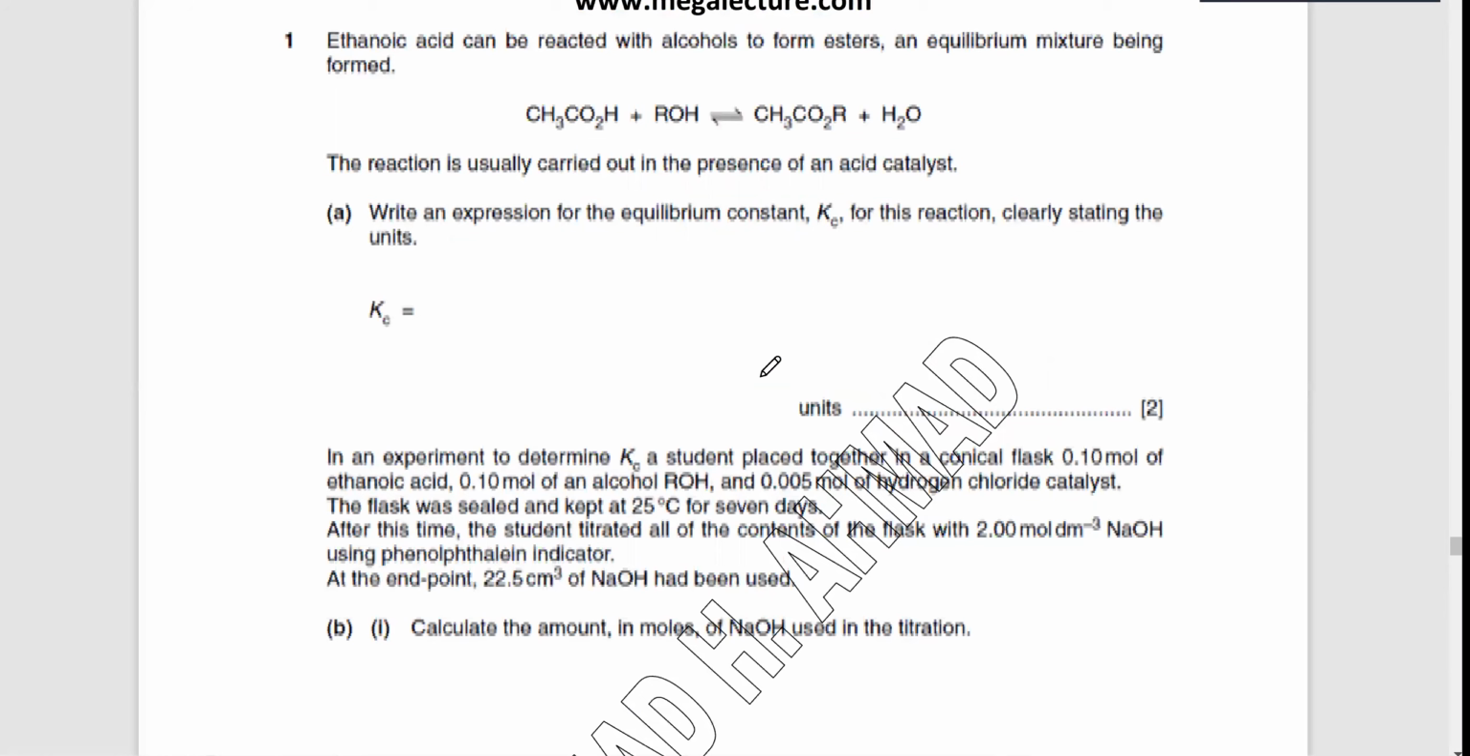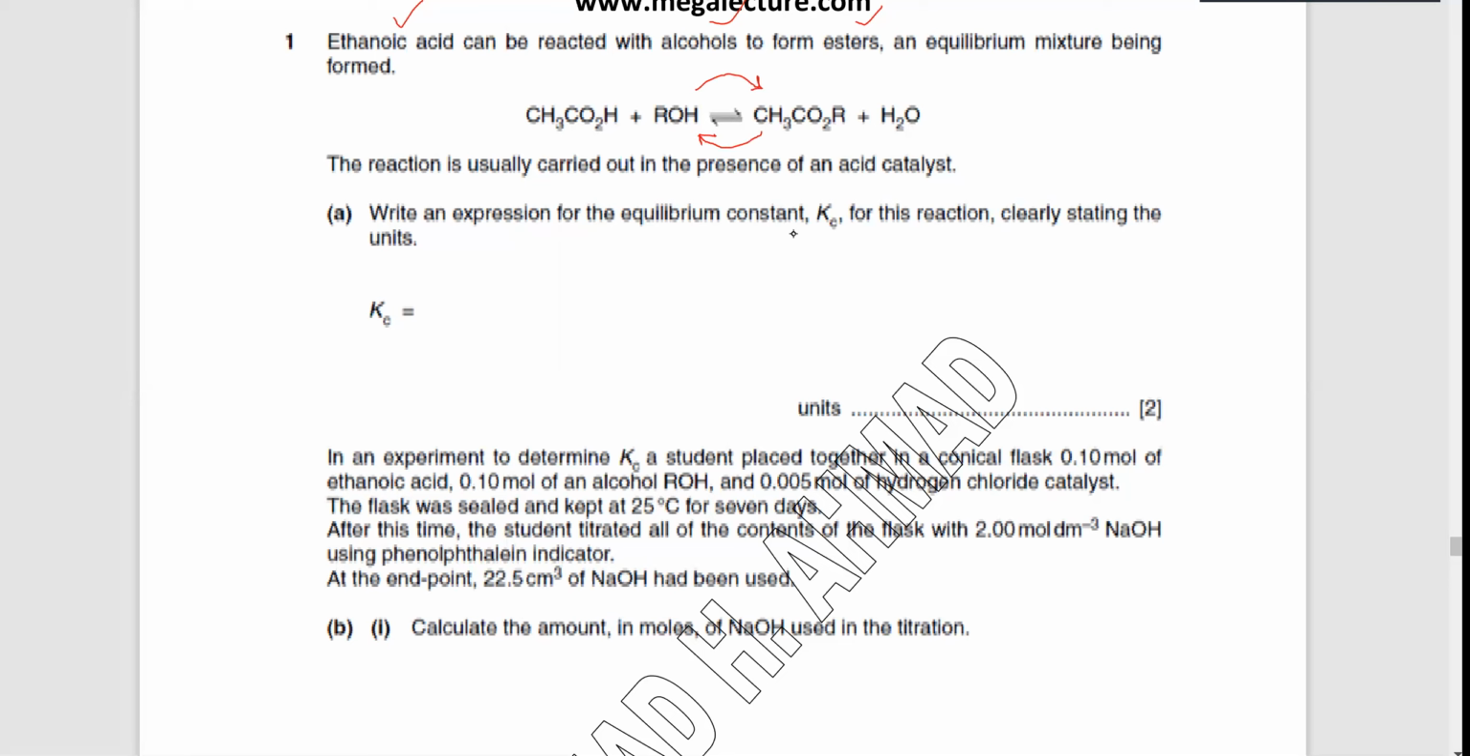Now the question is, and hopefully you remember this reaction from O levels. This is ethanoic acid, and it can be reacted with alcohols to form esters. And so this is an ester. This is water, right? So let me write this down. This is ethanoic acid. I think you should know what ethanoic acid is. This is the alcohol, and they're forming an ester, and a water molecule is produced, and they're in equilibrium. So whatever happens, there's a forward reaction happening, and at the same time there's a backward reaction happening.